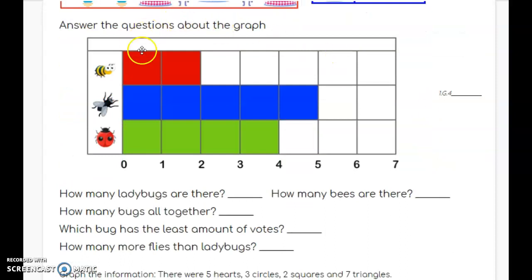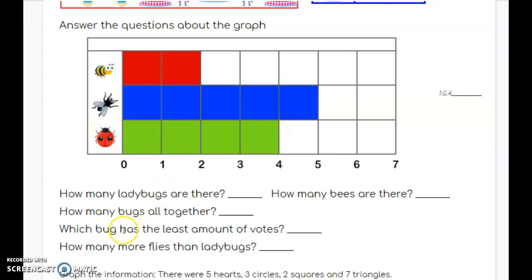Our next section is our first grade section. This says, answer the questions about the graph. We have a graph of bugs. We have bees, flies, and ladybugs. Each of my categories is colored a different color. So bees are red, flies are blue, ladybugs are green.